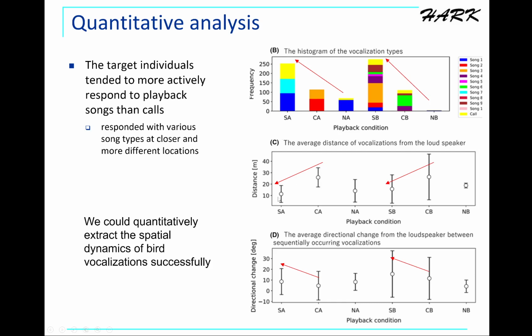And also, this individual tended to be closer when we play songs, and also this individual tended to change direction largely when we play the songs. So all the tendencies, that is, this individual responded with various song types at closer and more different locations, reflect that their behavior is more aggressive. So we could quantitatively extract the spatial dynamics of bird vocalization successfully.